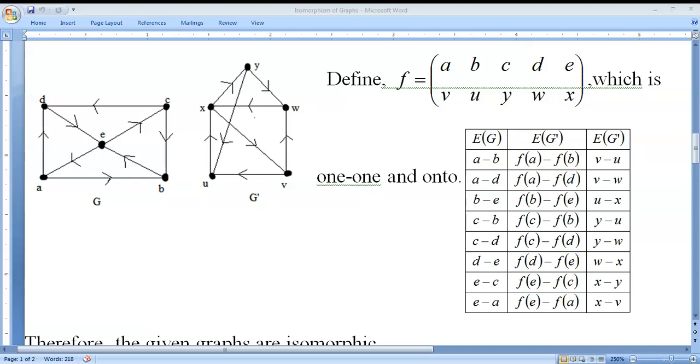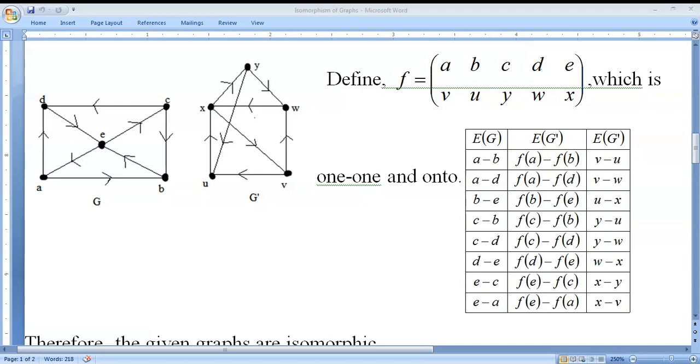Okay. Now the other condition is, if uv is an edge in the first graph, you need to verify whether f of u and f of v are edges in the second graph. Okay, so I have taken a table. There are 3 columns. The first one is the edge in the first graph, the second column is the corresponding edge in the second graph, and the third column is also the same edge. Previously I represented with f, and in the last column I have represented without f.